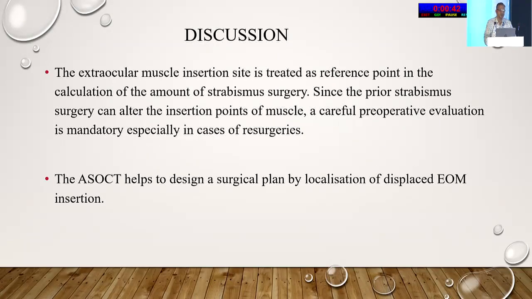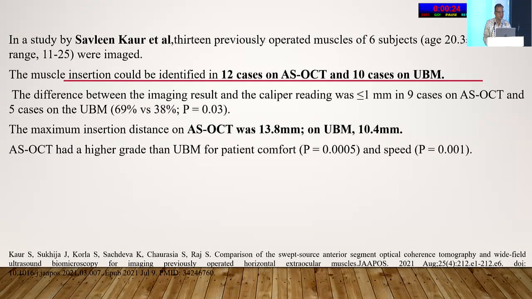The extraocular muscle insertion site is treated as a reference point in calculation of amount of strabismus surgery. Since prior strabismus surgery can alter the insertion point of muscles, a careful preoperative evaluation is mandatory, and AIOC helps to design a surgical plan by localization of displaced extraocular muscle insertion.